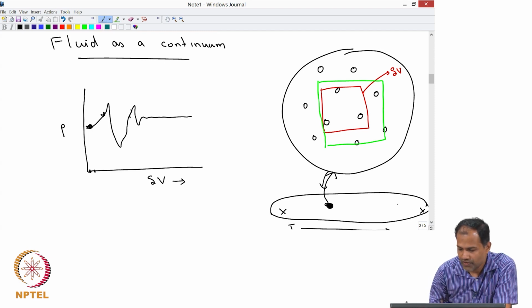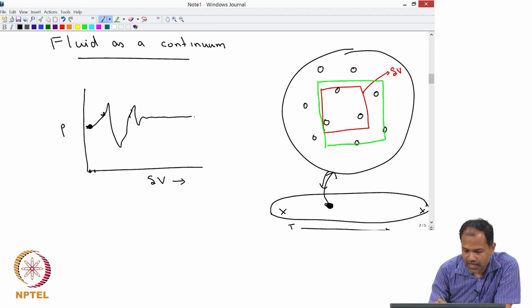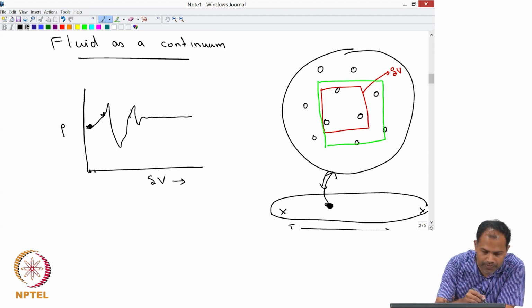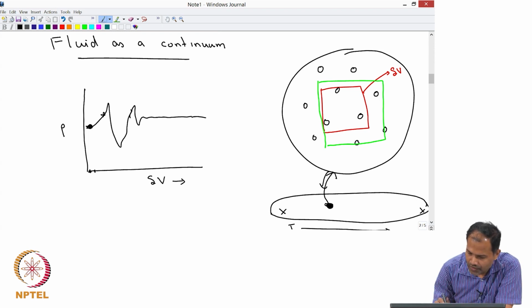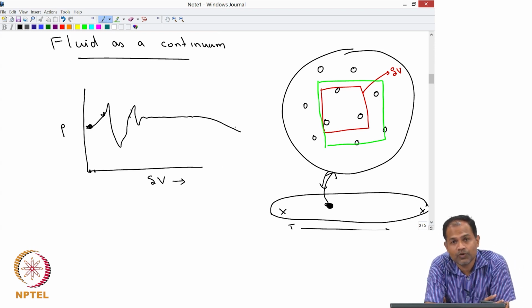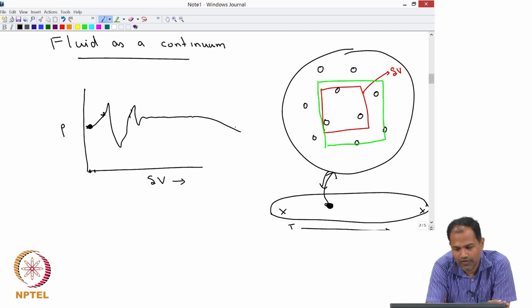In other words, if I continue to increase my delta V, at some point I should see that the temperature will come into the picture, there is a density change and that will result in something of that sort, okay, where you will actually start seeing changes in the density because of the other effects, okay.